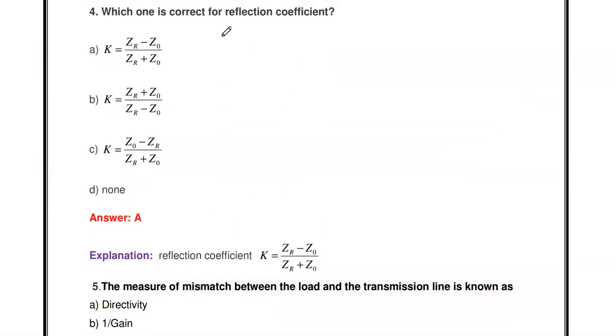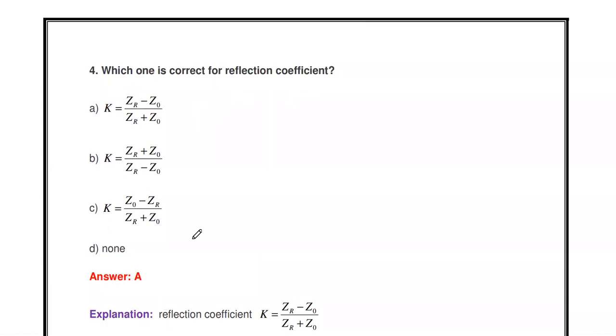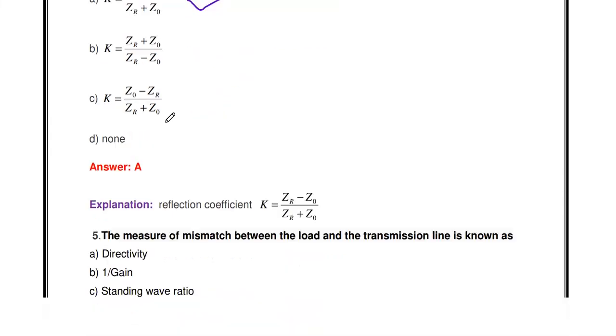Then the next question: which one is correct for the reflection coefficient? The reflection coefficient formula is given. The reflection coefficient K equals the ratio of ZR minus Z0 divided by ZR plus Z0, where ZR is the receiving end impedance, the received impedance or load impedance, and Z0 is the characteristic impedance. Just remember this formula: K equals (ZR minus Z0) divided by (ZR plus Z0).